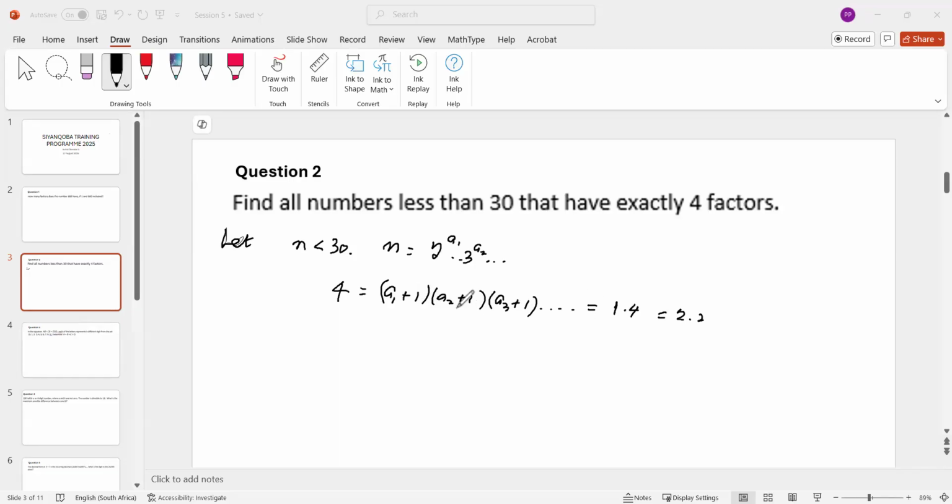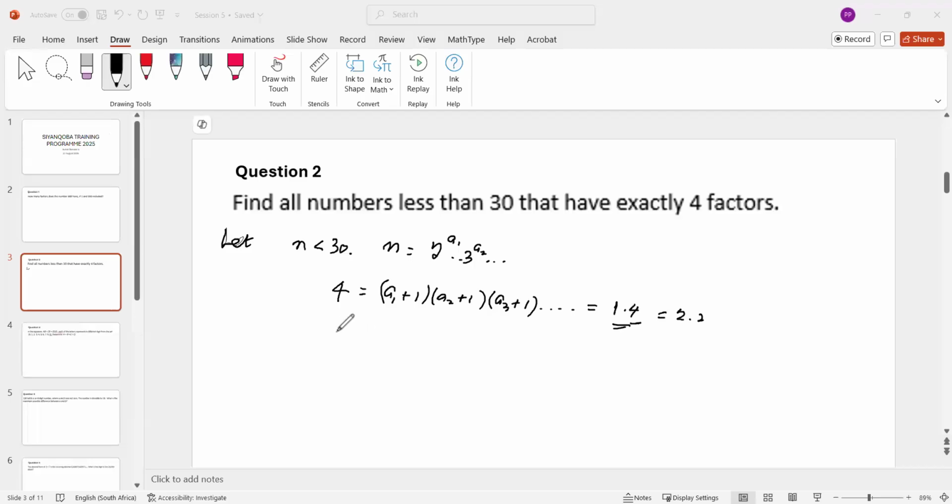Which means that these numbers here are either 1 or they are 4. Now, let's take this first one. If any one of these is 1, a1 plus 1 equals 1, that means a1 is 0, which means that the power of 2 is 0 and it shouldn't be there. We don't include 1 in the prime factorization. All right, so in this case here, we can ignore 1, but this thing here is important.